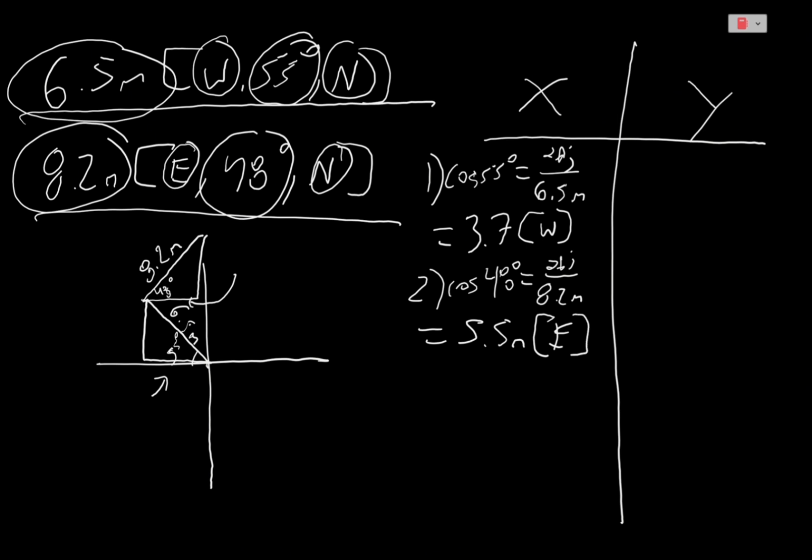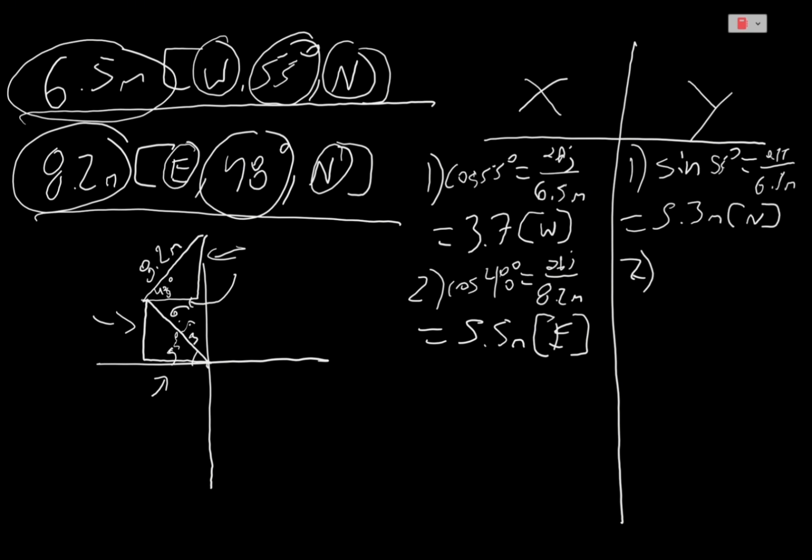Now for y, the vertical axis, we're calculating these side lengths of the triangle. Now once again, we have the hypotenuse, but this time we're looking for the opposite side, so we would use sine. And this is for both triangles. In some situations, it may be different, so always be ready to check for which function you're going to be using. So sine 55 degrees equals opposite over 6.5 meters, which gives us 5.3 meters north.